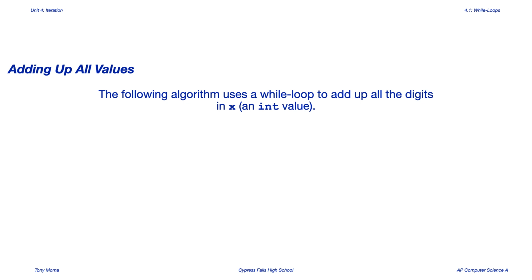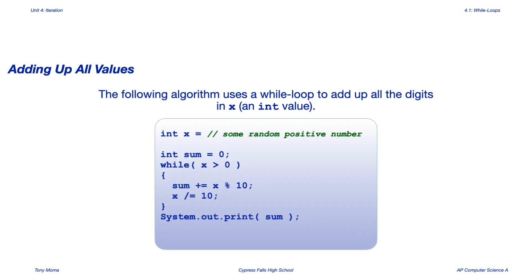Adding up all values. The following algorithm uses a while loop to add up all the digits in x. So once again, we're using a while loop to look at every digit in a number, but this time we're adding them up. Once again, we declare x to equal some random positive number. Then I declare a variable. I'm going to name it sum because I'm going to use it to store the sum of all the digits in x. Then inside a while loop, we're going to process each digit.